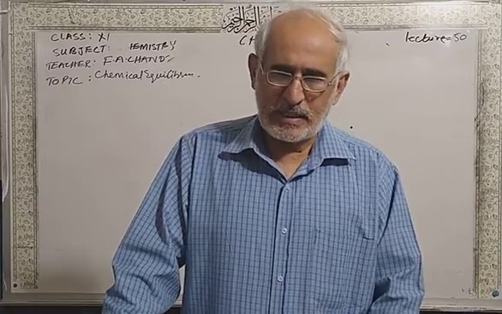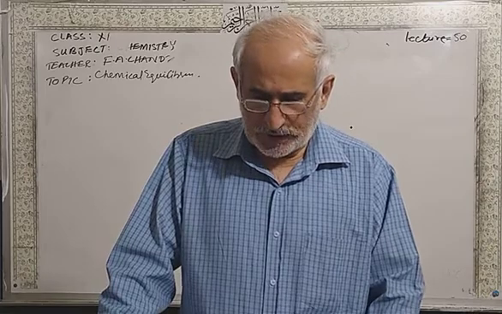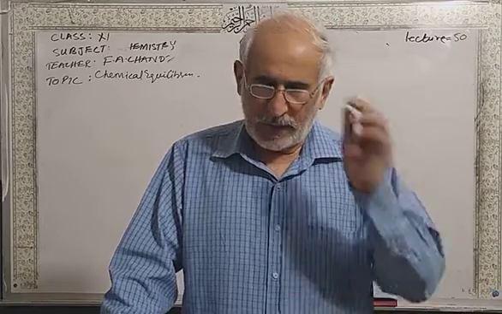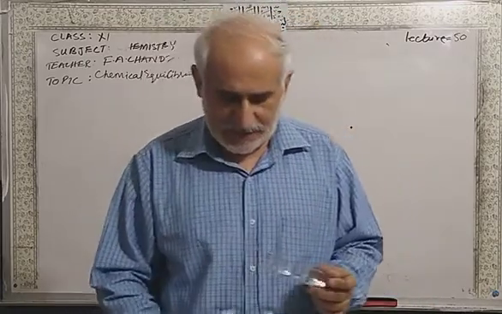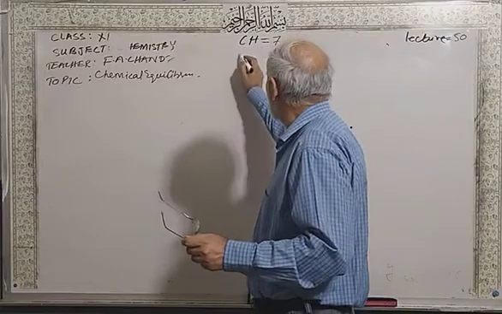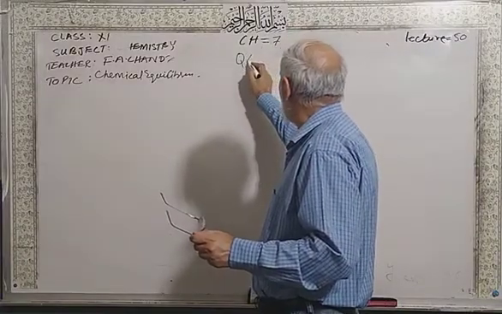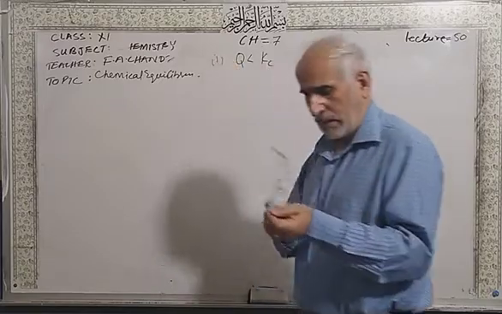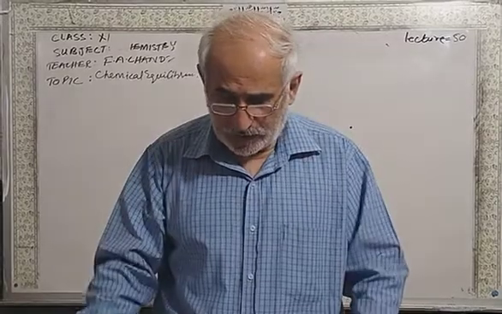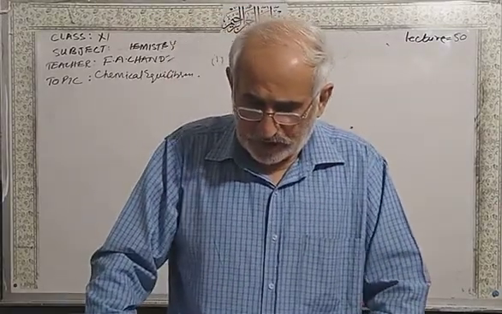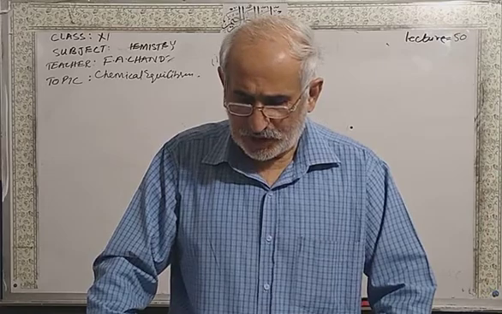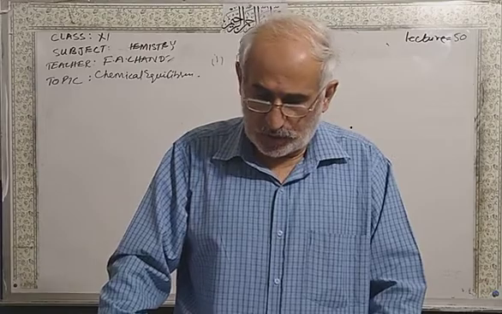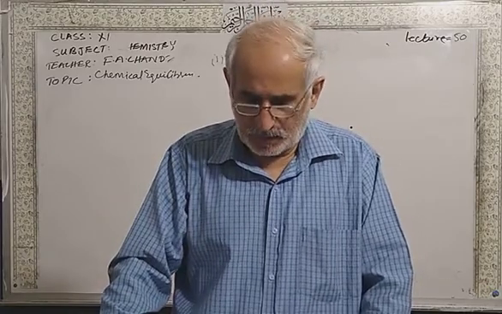The first case is that if the quotient Q is less than the equilibrium constant Kc, this is number 1, then the reaction will go towards completion. The system must shift to the right side until the new chemical equilibrium is established.